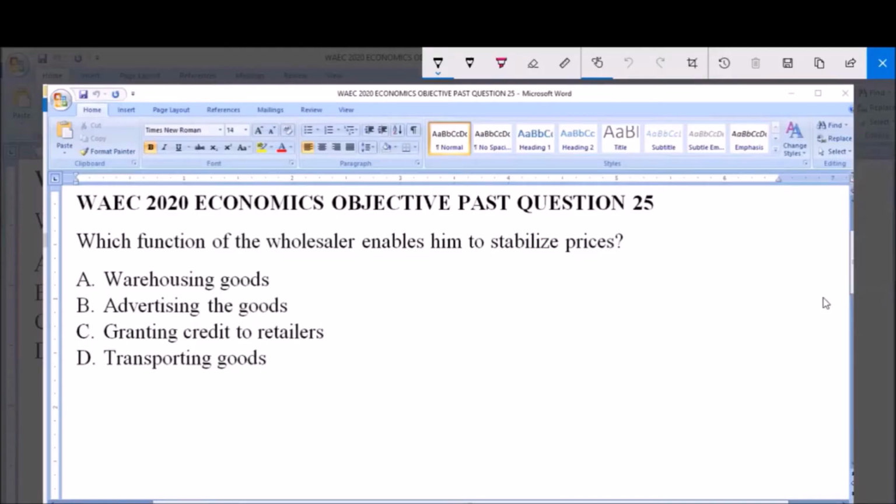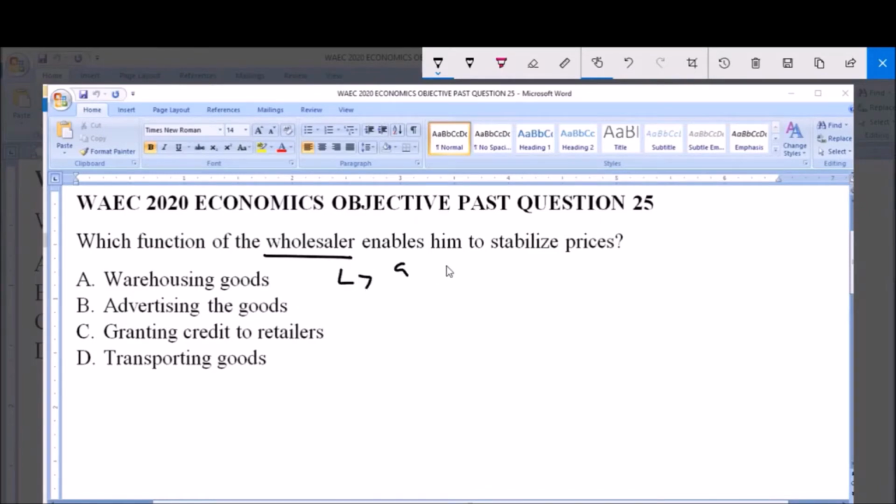Hello and welcome. I will be answering WAEC 2020 Economics Objective Past Question 25. Which function of the wholesaler enables him to stabilize prices? A. Warehousing goods. B. Advertising the goods. C. Granting credit to retailers. D. Transporting goods.